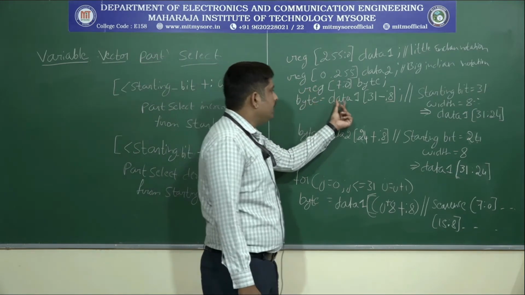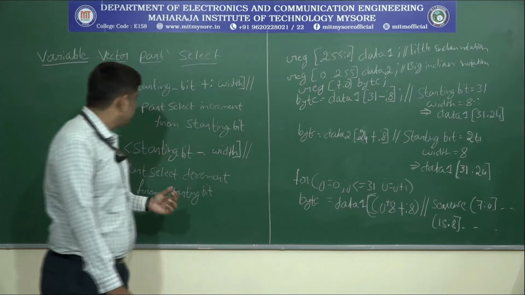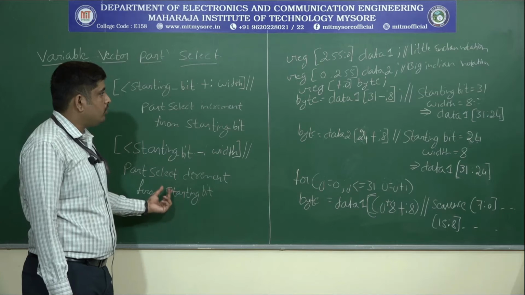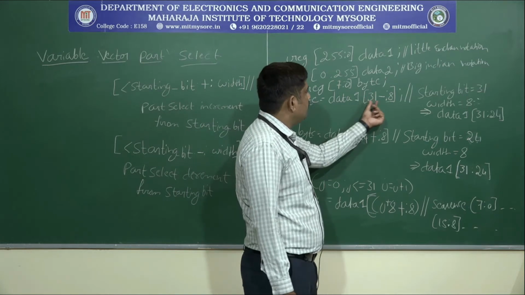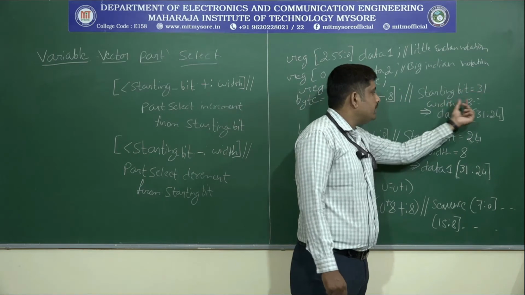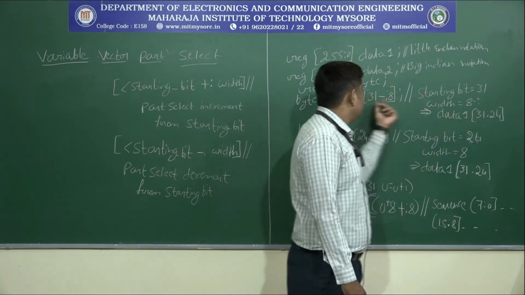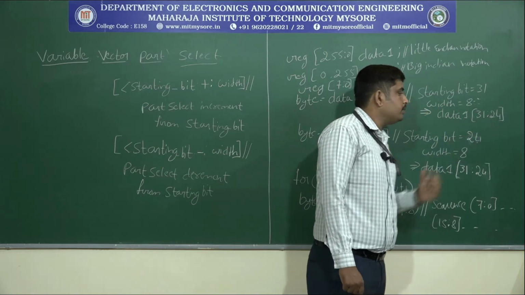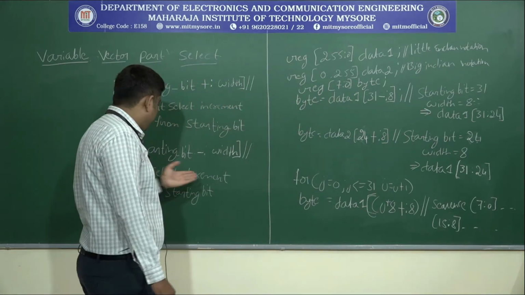Let us write: byte is equal to data1[31 -: 8]. So minus colon 8 means part select decrement from the starting bit. The starting bit here is 31, and the width is 8 bits. So 31 decremented by 8 bits becomes 24. This is the representation when you decrement the starting bit.